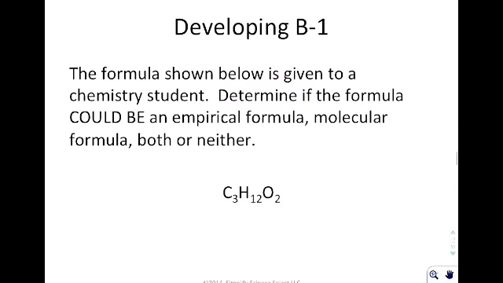So now it says the formula shown below to a chemistry student. Determine if the formula could be an empirical formula, a molecular formula, both or neither. Okay, so the first thing we want to do is we want to look and we say, can we divide any of these up? Okay, you cannot divide by 3, because if you divide by 3 you get 2/3 of an oxygen and that won't work. You can't divide by 2, because if you divide by 2 you'd have carbon 1.5 and you can't do that.